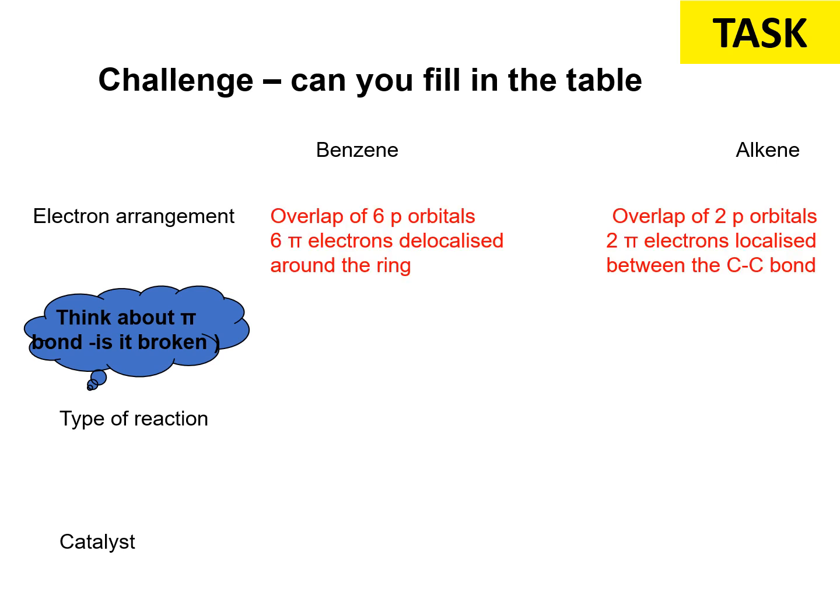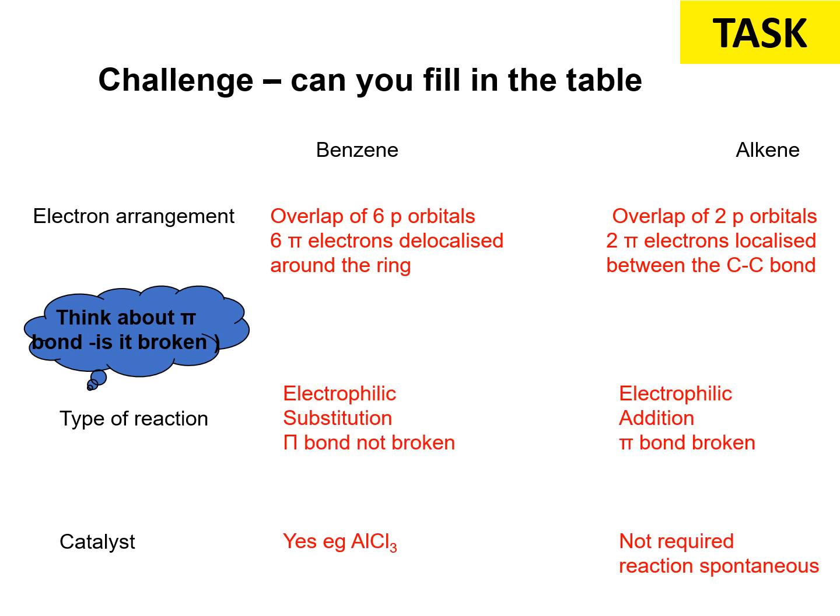In benzene, we have the overlap of 6 p orbitals forming a pi delocalized ring. However, in an alkene, we have the sideways overlap of 2 p orbitals forming a pi localized bond. The reaction in benzene is electrophilic substitution, where the pi bond is not broken. However, in an alkene, the reaction is electrophilic addition and the pi bond has been broken.